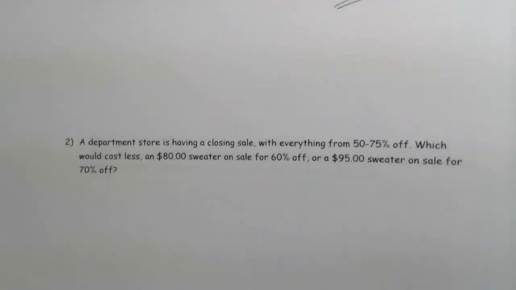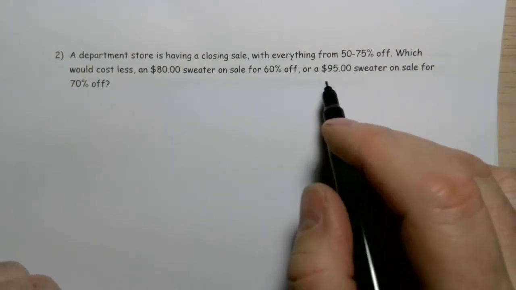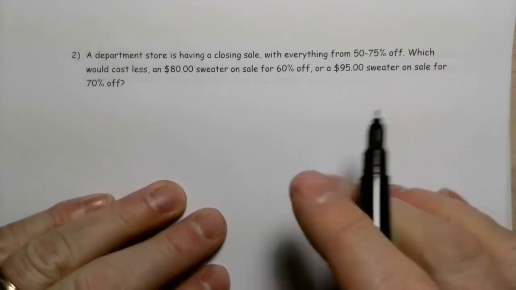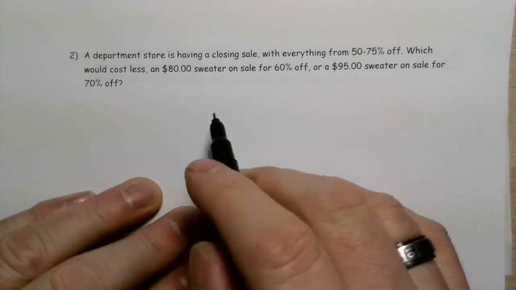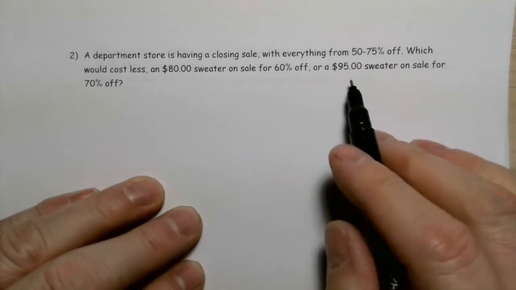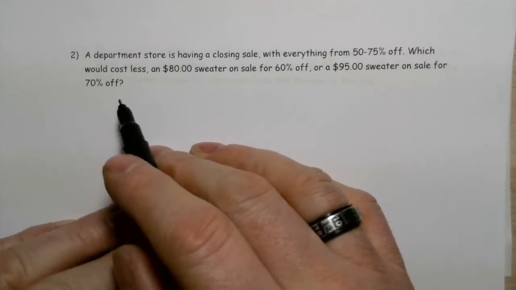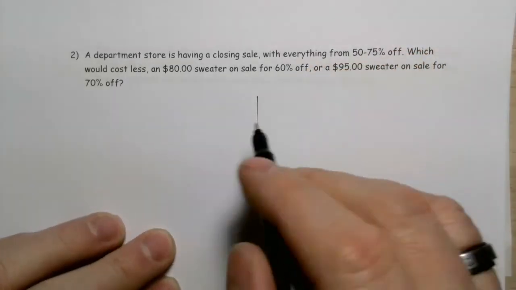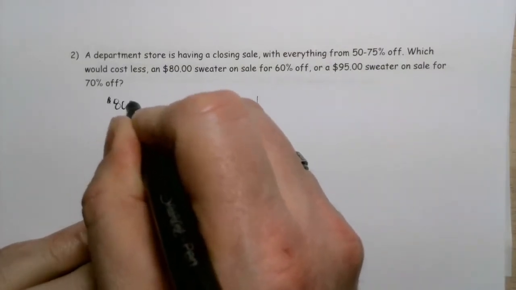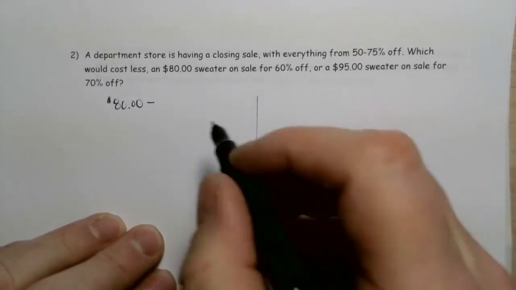Let's take a look at another example. A department store is having a closing sale with everything from 50% to 75% off. So those are our discounts there. What would cost less: an $80 sweater on sale for 60% off, or a $95 sweater on sale for 70% off? Let's take a quick look. Take the first one, the $80 sweater. We want to figure out how much we're actually going to spend, so we take $80 and subtract that 60% discount.